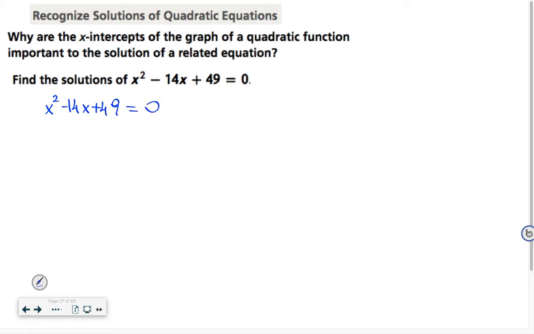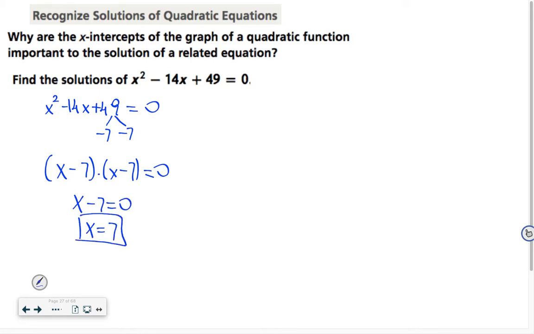To be able to solve this, factorize 49. What are the two factors which, when you multiply, give you 49, and when you add them up, give you negative 14? They are negative 7 and negative 7. After that, you can write it down: x minus 7 times x minus 7 is equal to 0. From here, x minus 7 equal to 0, x is equal to 7. There's only one solution.